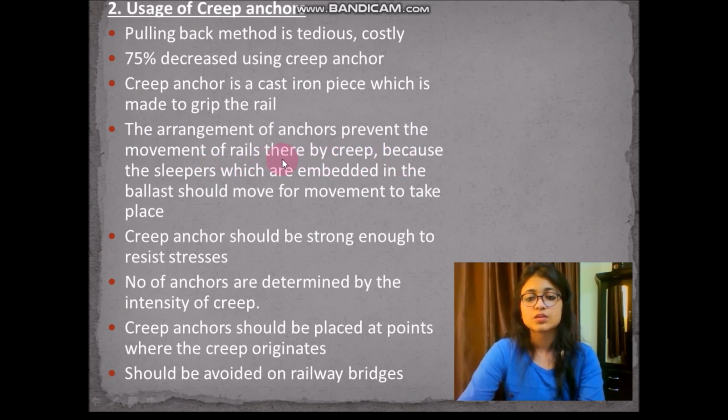That's what we just said, that the anchor will keep the rail in its desired position and will not allow it to move either way. So that is how it prevents creep, because the sleepers which are embedded in the ballast should move for movement to take place. Creep anchors should be strong enough to resist the stresses. The number of anchors is determined by the intensity of the creep. Creep anchors should be placed at points where the creep originates, and should be avoided on railway bridges. So these are some of the minor points about creep anchors.